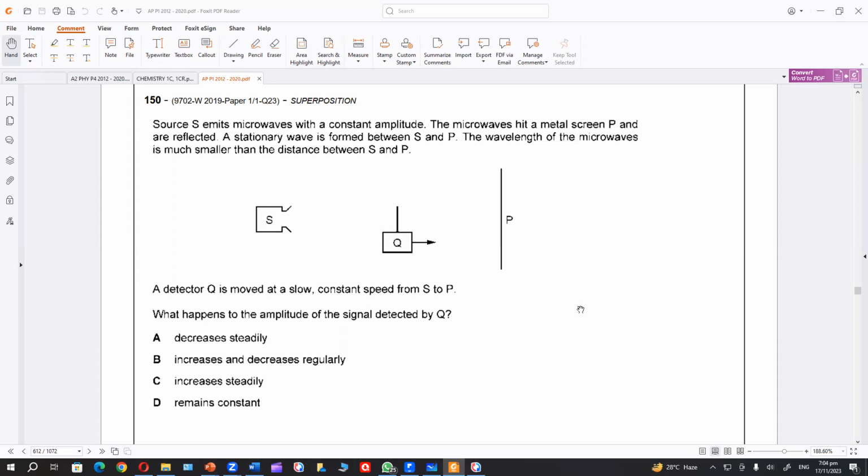Source S emits microwave with a constant amplitude. The microwaves hit a metal screen and are reflected. The stationary wave is formed between S and P. The wavelength of the microwave is much smaller than the distance between S and P.